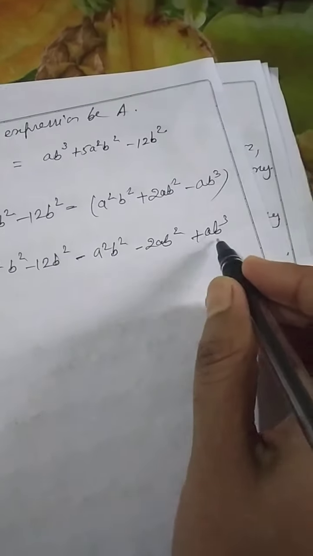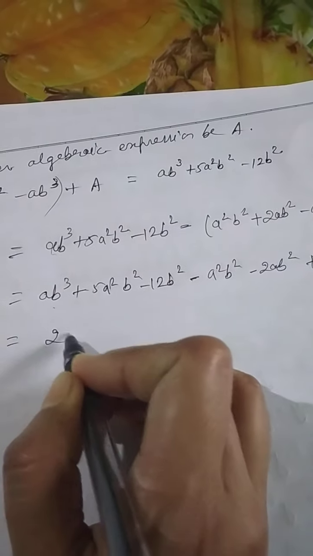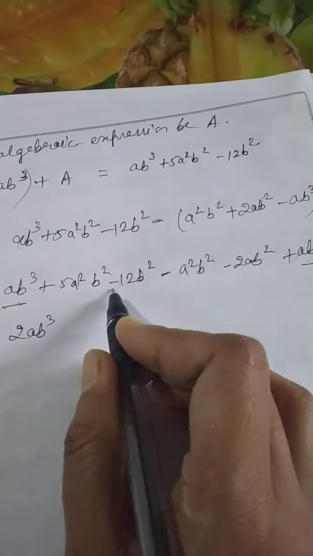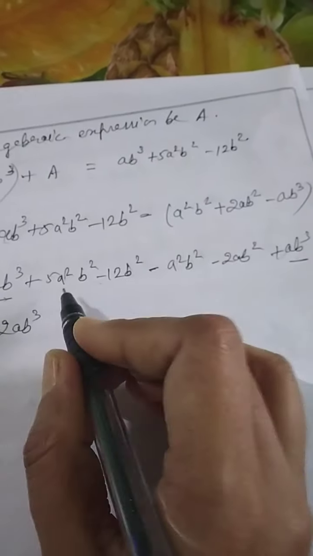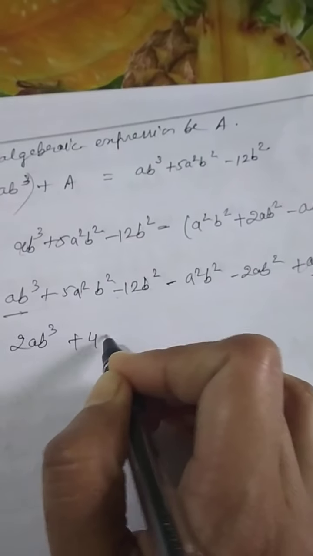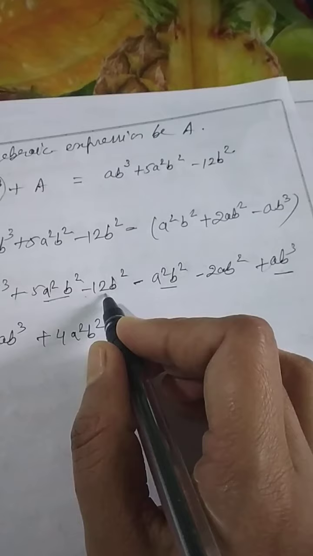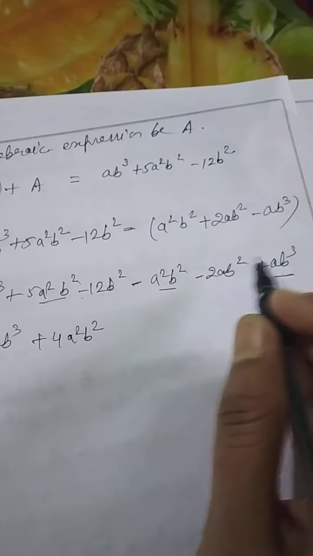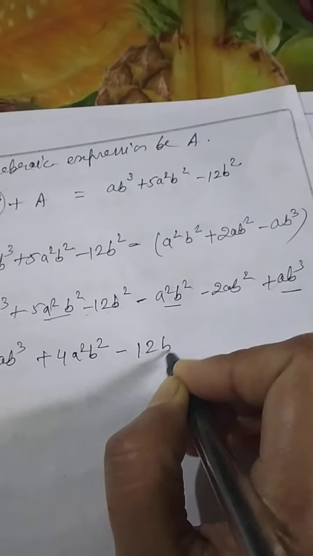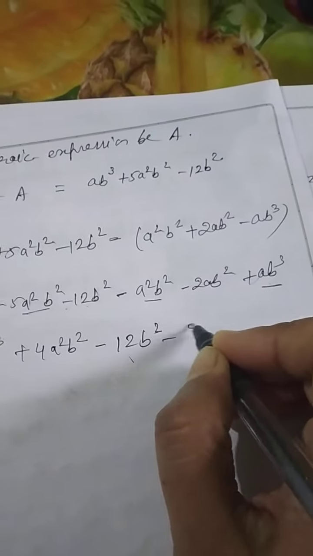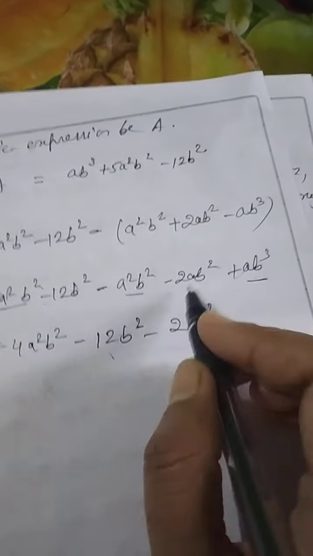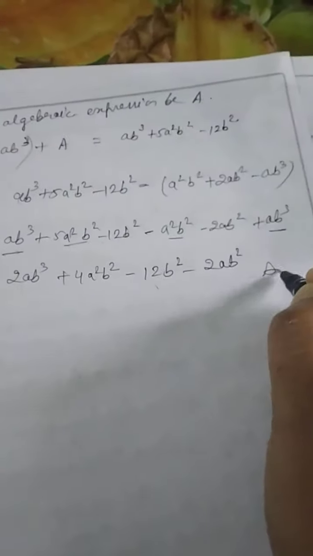AB cube. Here also AB cube. So we will get 2AB cube. This and this completed. Now A square B square. Here also A square B square. Plus, minus, minus 4 A square B square. These two also completed. 12B square. There is no other expression of B square, so we will write this one. Minus 2AB square. There is no AB square also. So this is the answer.